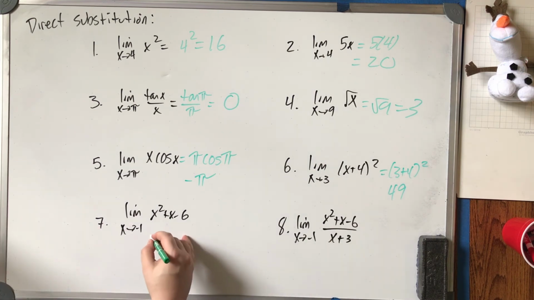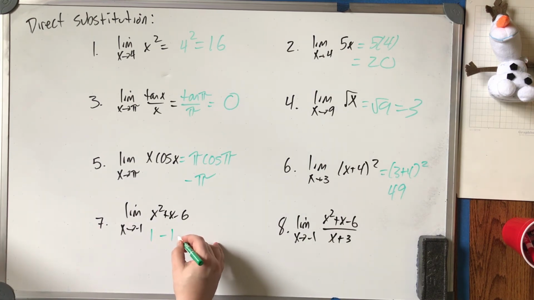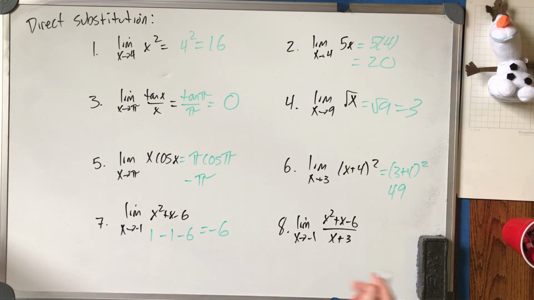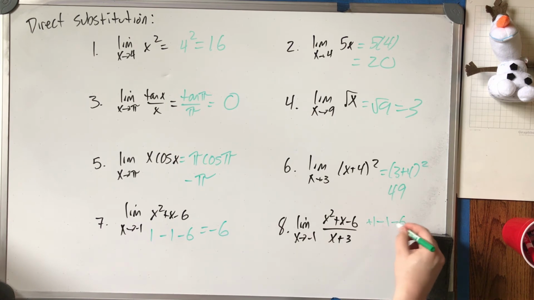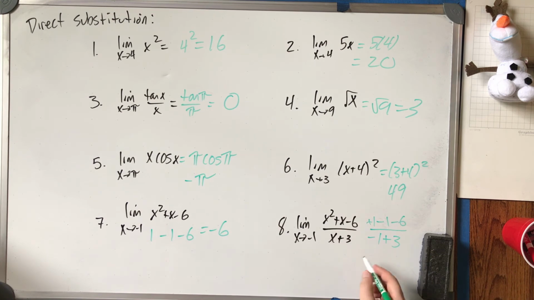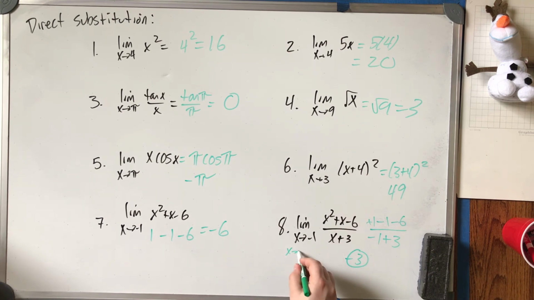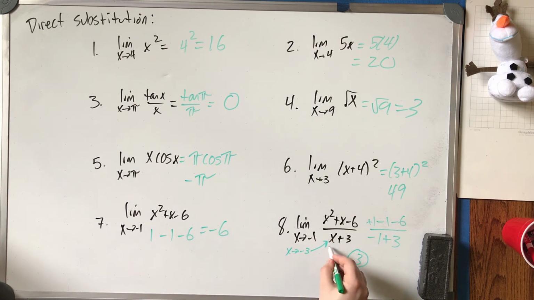Plug negative 1 in, I'm going to get 1 minus 6, that's going to be negative 6. Here, plug in same idea, I'm going to get positive 1 minus 6 over negative 1 plus 3, and that's negative 6 over 2, that's negative 3. Now notice, if I had done x approaches negative 3, I could not direct substitute here because that would have given me a 0 in the denominator, which is a domain violation, which is what the next exploration is.